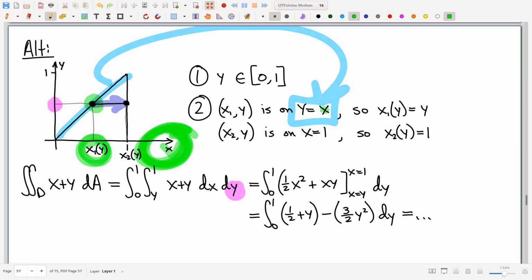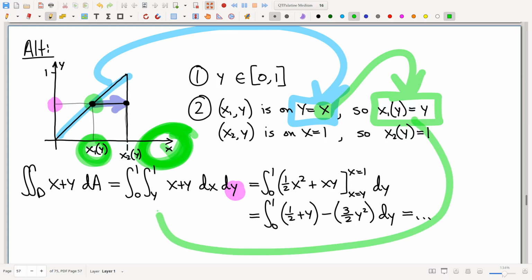So in this equation, now I have to solve for x. The formula for x as a function of y is now y. It's not x. Right? I need x as a function of y, and that formula is y. Is that cool?